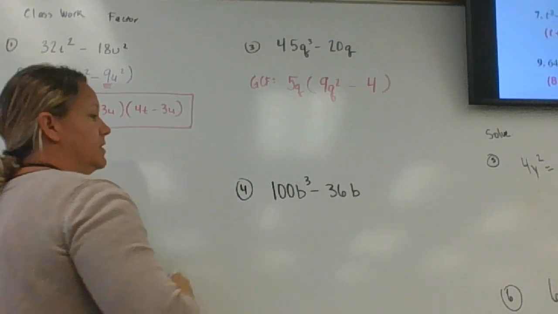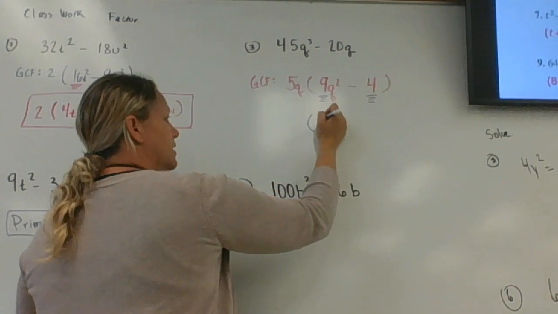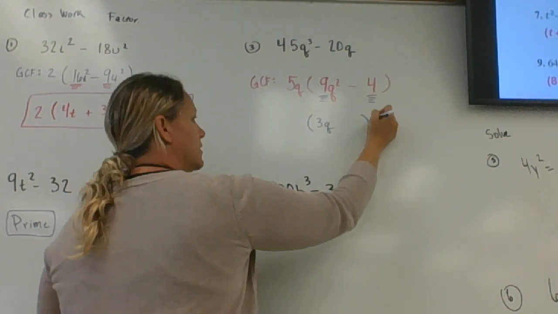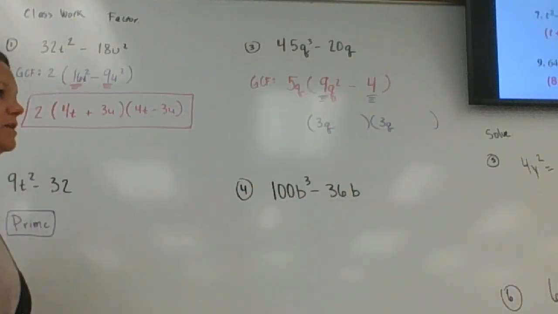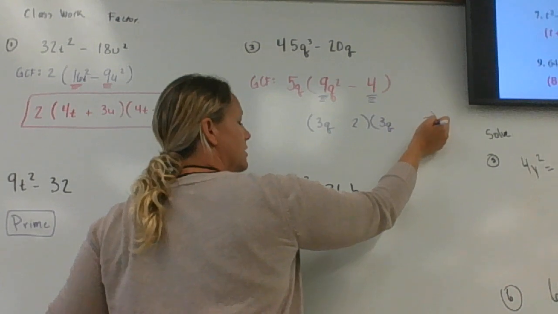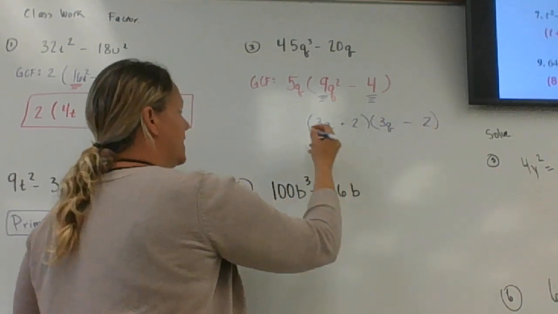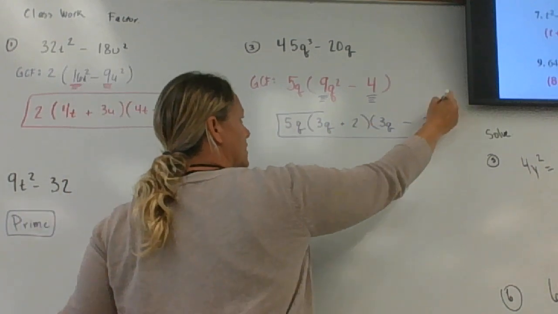This is great. 9 square roots. 4 square roots. So the first term in each parentheses will be the square root of 9, which is 3. And the second term will be 2. We do a plus and a minus. And the 5q stays out front.